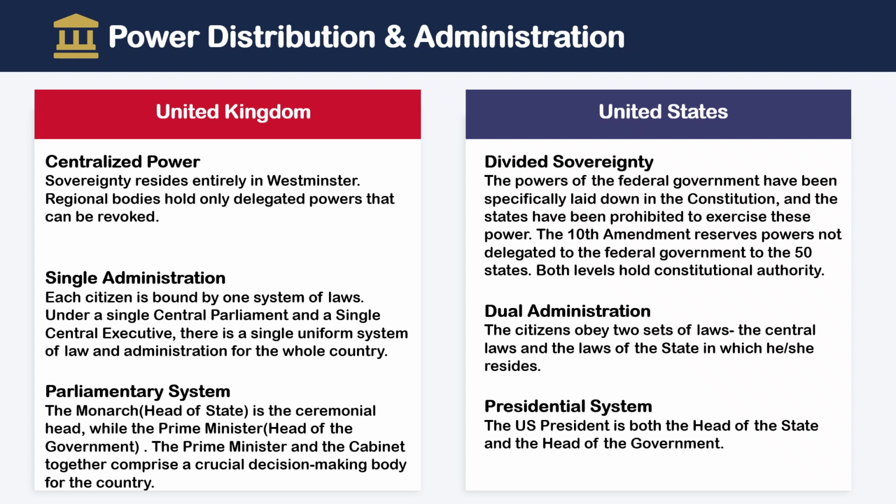The citizens of USA have to obey two sets of laws: the laws made by the central government and the laws made by the state in which he or she is residing.